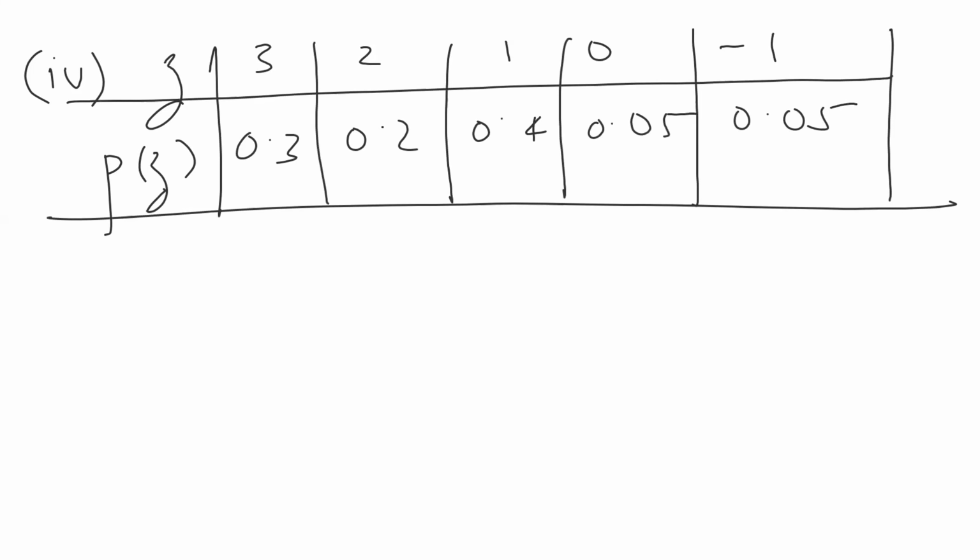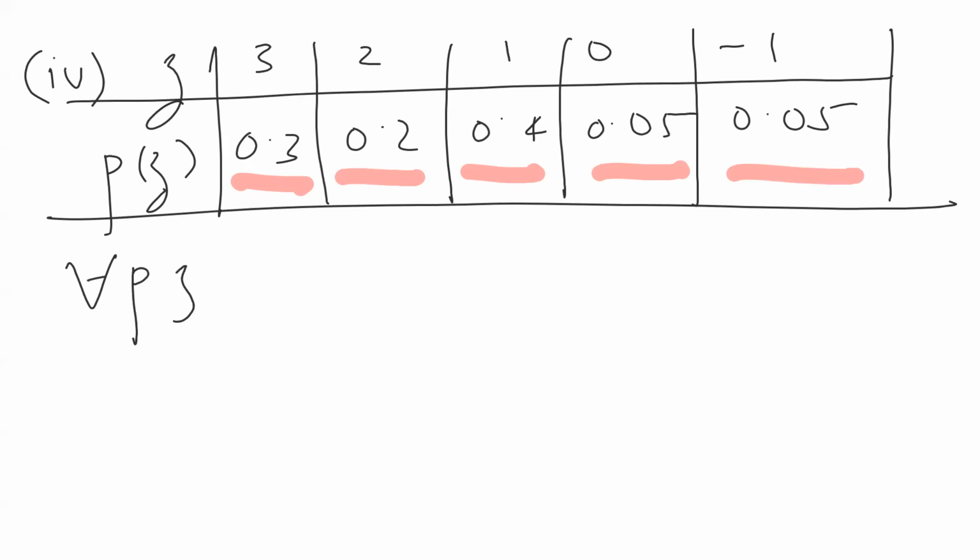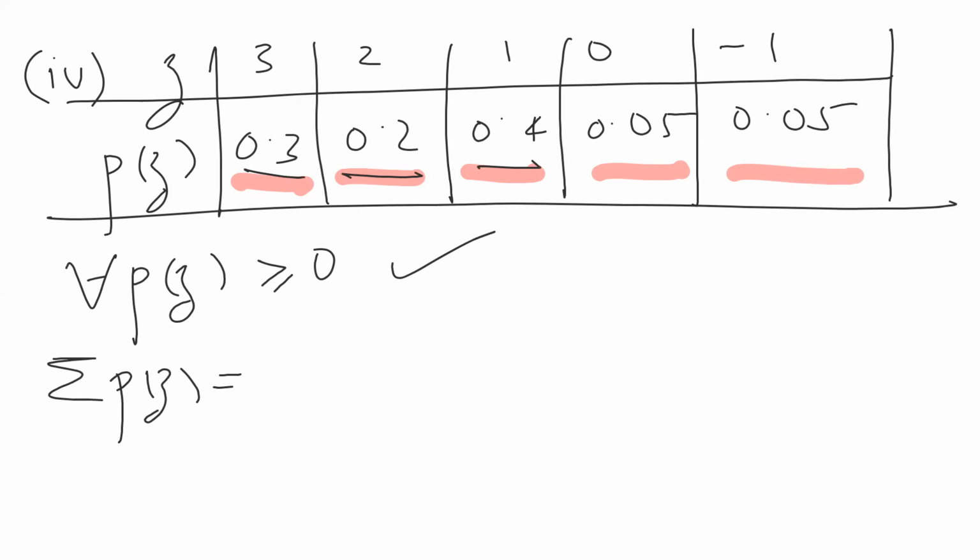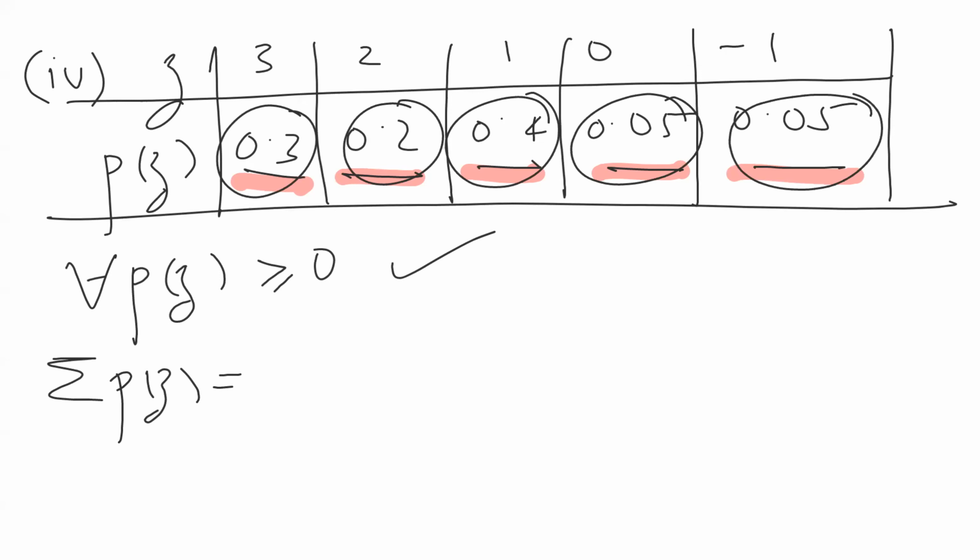Now individual probabilities are all positive. There is no negative sign, so that's fine. All possible probabilities P of z are greater than or equal to 0, so the first criteria is fulfilled. Second criteria: summation of P of z, that means addition of all of these. When you add all these probabilities, what is the total that you get? You can just calculate for yourself and tell me the answer.